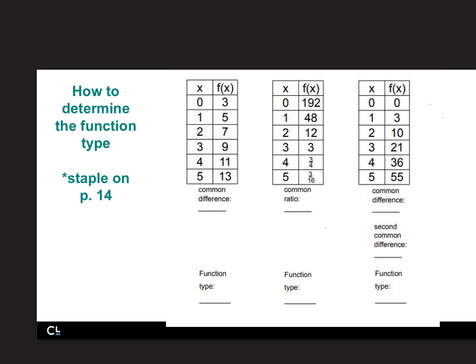Here we're looking at tables. The first thing we want to check if we're trying to determine what function type we have is that we can look for a common difference. So if we take the difference of two consecutive values, you'll see that the difference between any of these pairs of consecutive values is 2. So the common difference is 2, which means this is a linear function type.